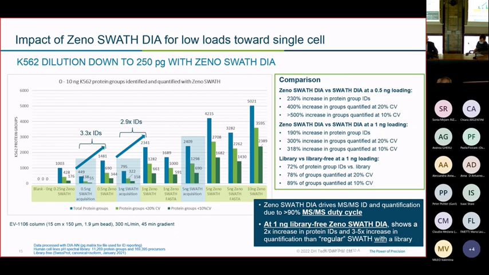So, of course, you don't have to be so extreme. Maybe you want to work in a more comfortable range, such as 1 nanogram or 5, and you can see that at that level, it's not only much easier to work, but the numbers are even much more interesting.